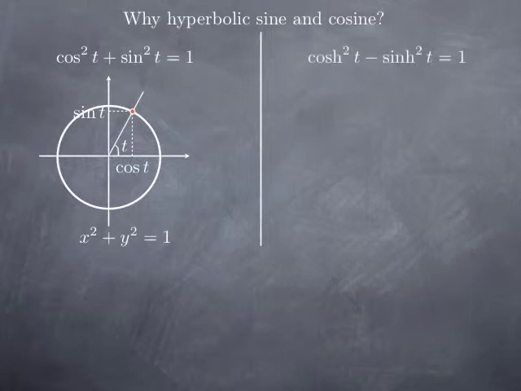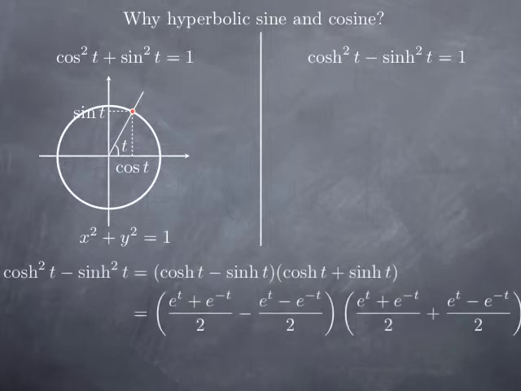An analog for hyperbolic sine and cosine is that the square of the hyperbolic cosine minus the square of the hyperbolic sine of the same angle or argument is 1. So how do we check that? Well, if we take hyperbolic cosine squared t minus hyperbolic sine squared t, it's a difference of squares, right? It's of the form a squared minus b squared, so we can factor it as a minus b times a plus b. And then if we write out what hyperbolic cosine and hyperbolic sine are, we obtain this expression.